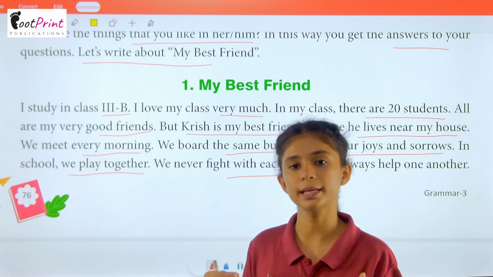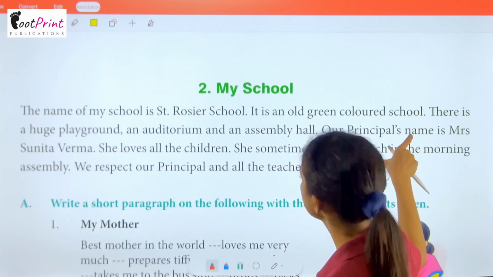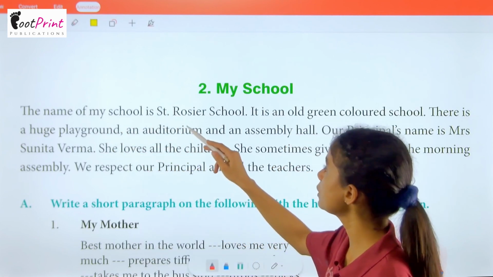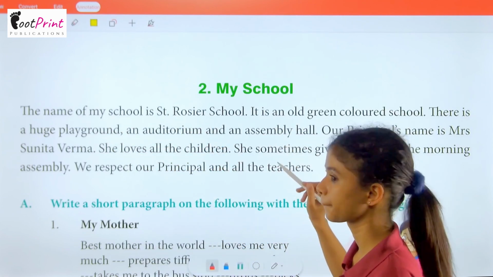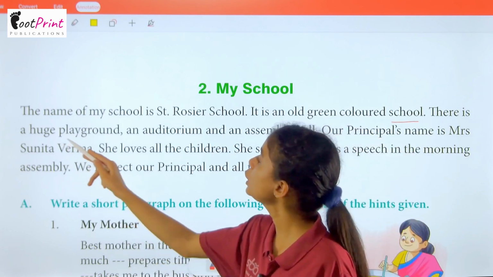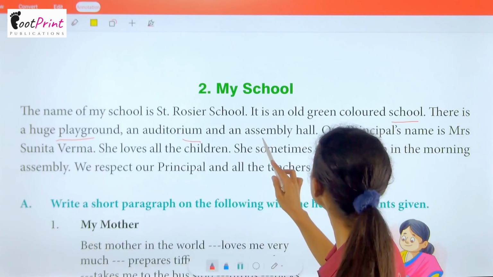This is how you write about any topic. Okay? Now, here we have a paragraph on my school. The name of my school is St. Rosier School. It is an old green colored school. There is a huge playground, an auditorium, and an assembly hall.